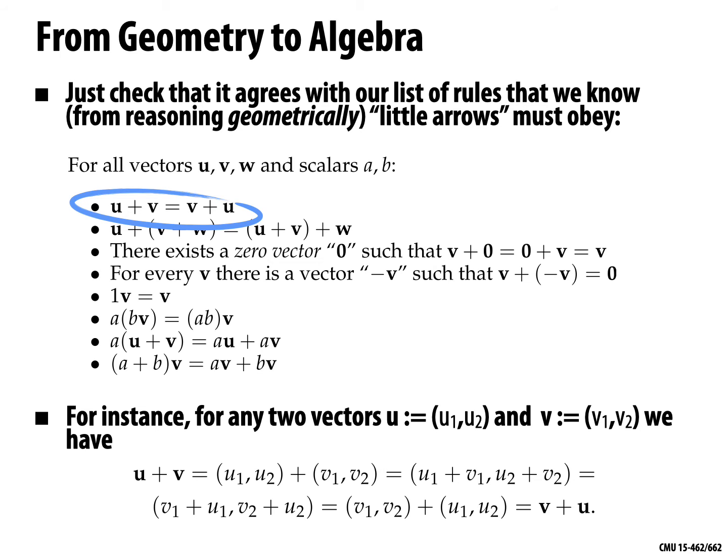So for addition, I could say, okay, in general, if I have two vectors u equals u1, u2, and v equals v1, v2, we have u plus v equals u1, u2 plus v1, v2, which equals u1 plus v1, u2 plus v2, which equals v1 plus u1, v2 plus u2, which equals v1, v2 plus u1, u2, which equals v plus u. Pretty tedious exercise. And probably you can come up with a simple argument for why all of these should hold.